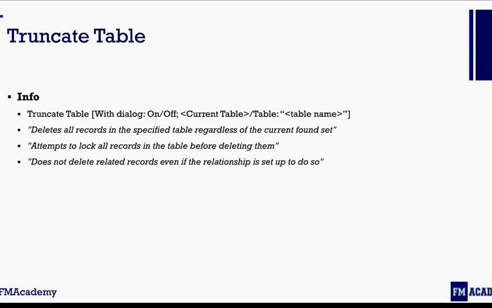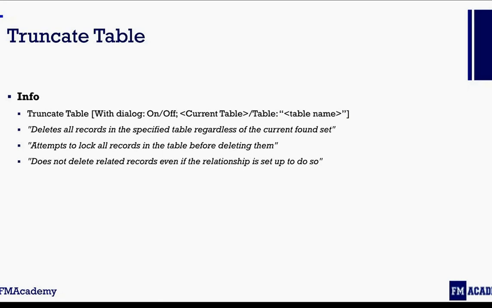In order for it to do that, of course, it has to lock the records. So there's a limitation there. If someone has one of those records open, even 1 out of 10,000, it's not going to be able to perform this function. It's going to throw an error. It also won't delete related records. So even if you have the relationship configured to do cascading deletes, it's not going to perform those cascading deletes. It's just going to ignore them.